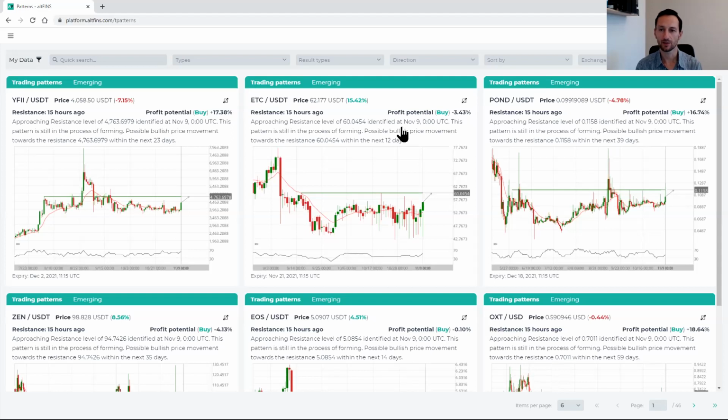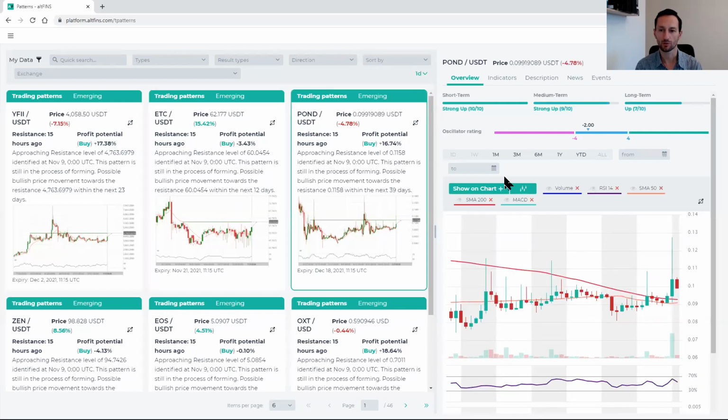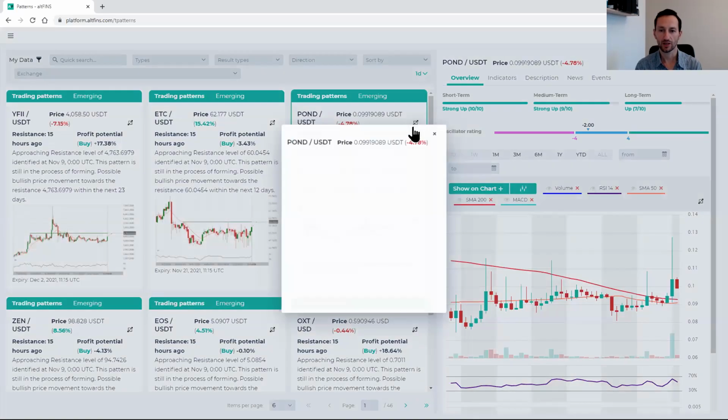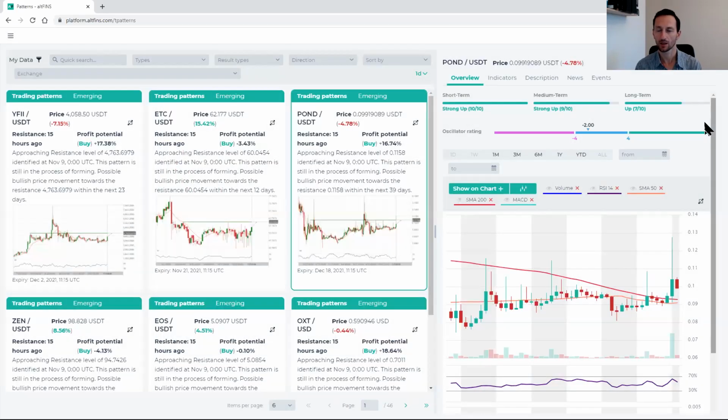And the other thing to keep an eye on, let's go on to the next one, Pond. This is also an emerging one, so a key level approach. Here we're saying that 11 cents or 11.5 cents is the resistance level that this is likely to approach. Right now it's at just under 10 cents.